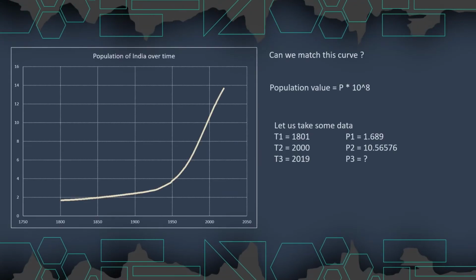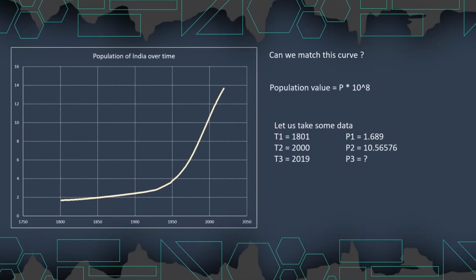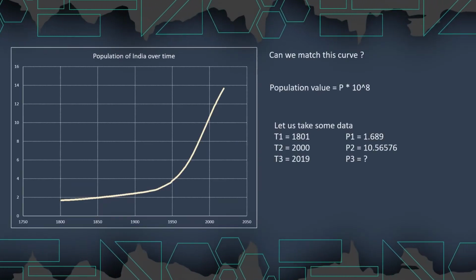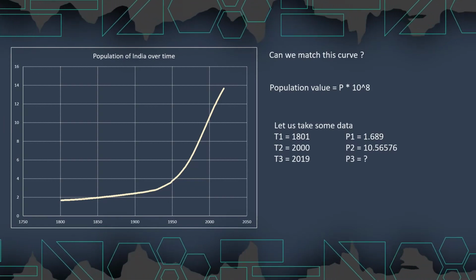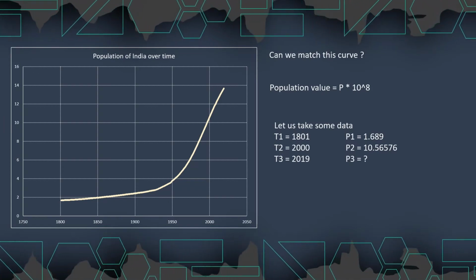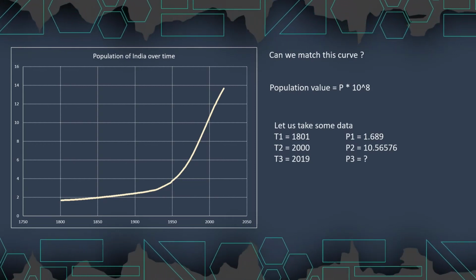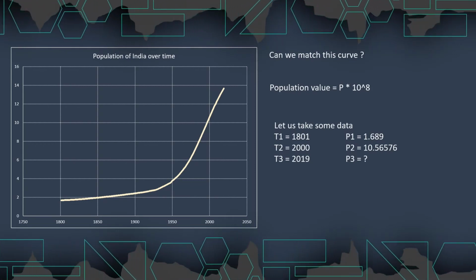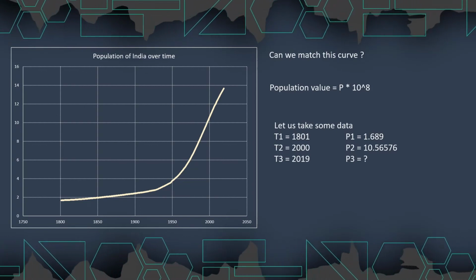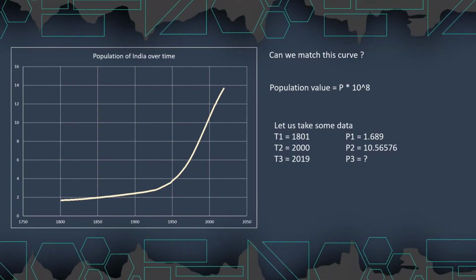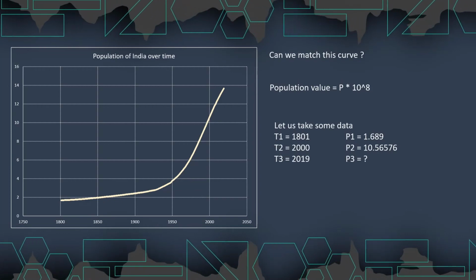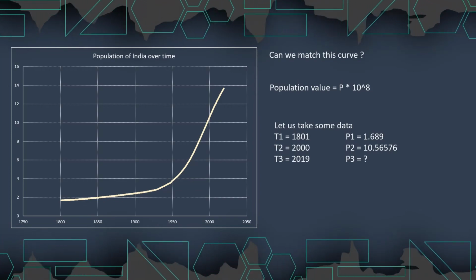Let us take 2 points from the actual data. At the year 1801, there are 1.689 into 10 to the power 8 people, and at the year 2000, there are 10.56576 into 10 to the power 8 people in India. And we will try to find the population at 2019 and compare it with the actual population value.